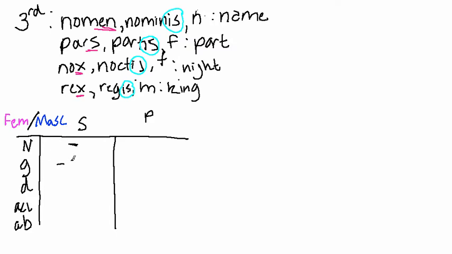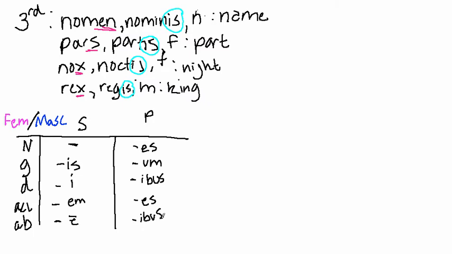Okay, so nominative dash, genitive is, dative i, accusative em, ablative e. Plural: nominative es, genitive um, dative ibus, accusative es, and ablative ibus again.